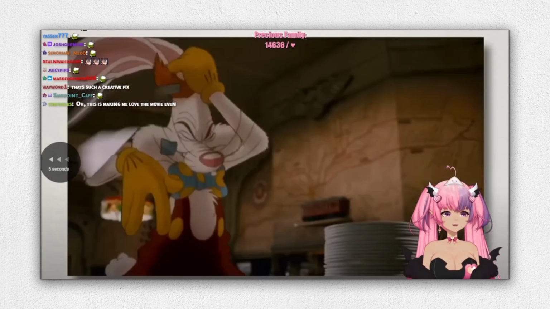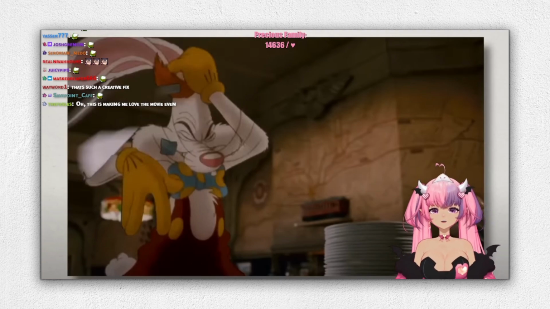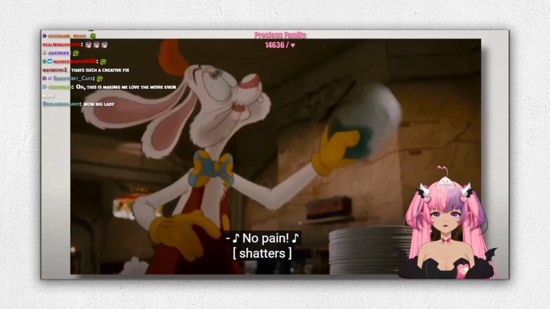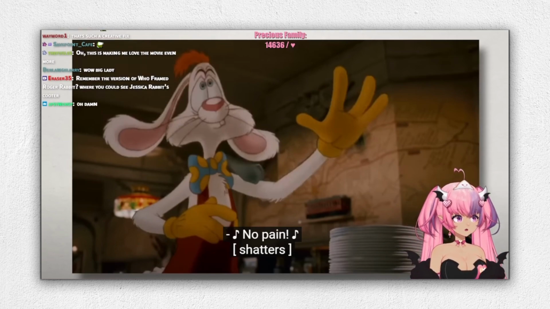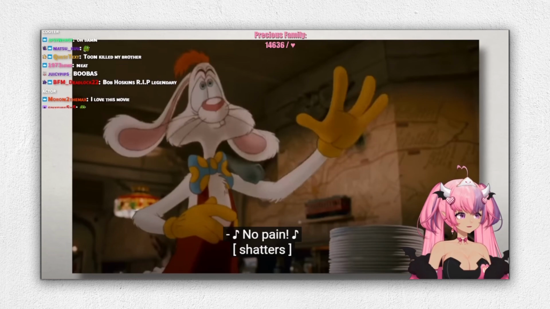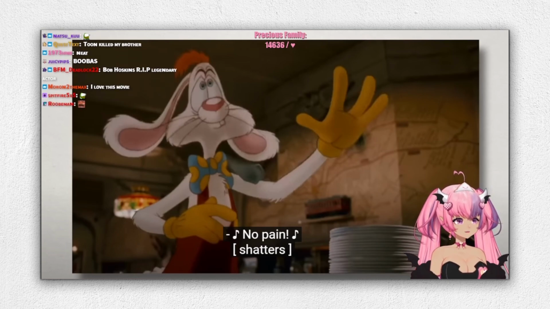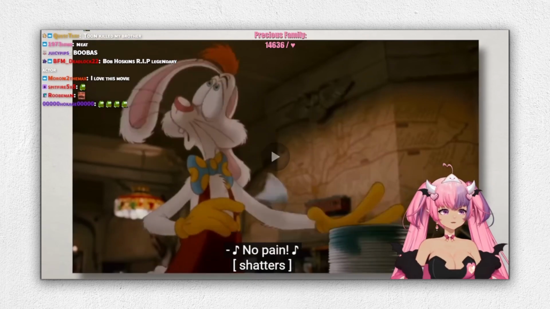Oh my god, it's crazy! The plates turn real when he shatters them, and they're real! When he touches them, they turn into drawn plates. And then when he hits them on his head and they shatter it, they're real plates.